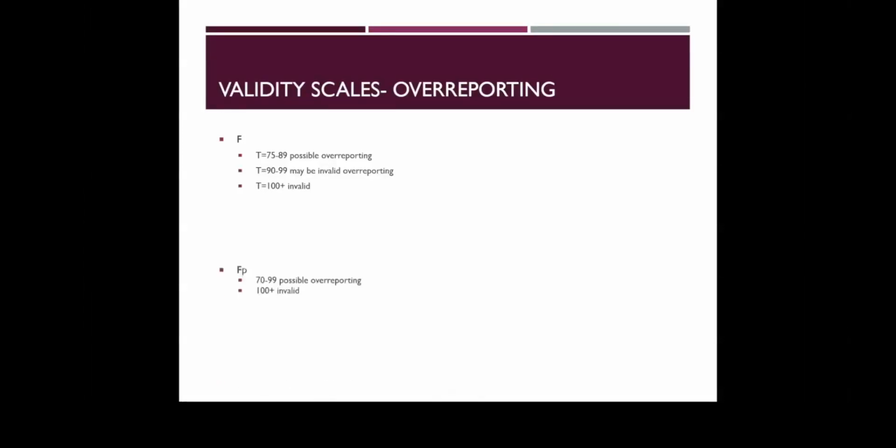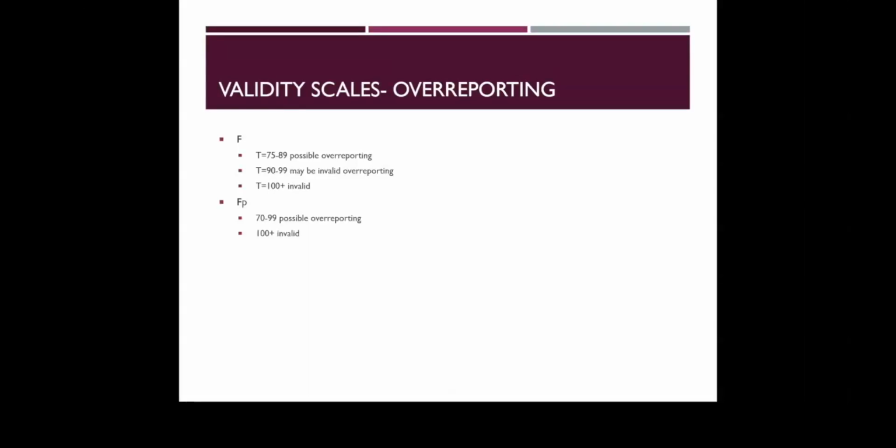For example, FP. So FP is infrequency psychopathology. These are items that are rarely endorsed in the key direction, even by individuals with genuine severe psychopathology. T equals 70 to 79 is possible overreporting, and 100 is considered invalid. So you might be able to look at combinations of these. Okay, F was high and FP is not high.